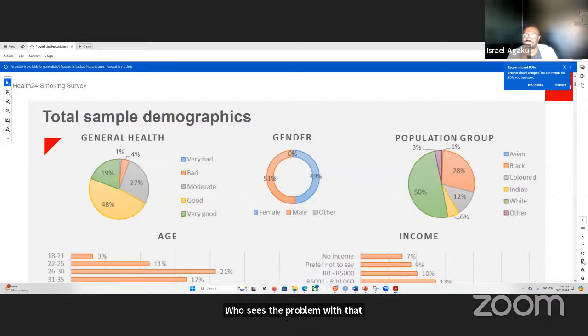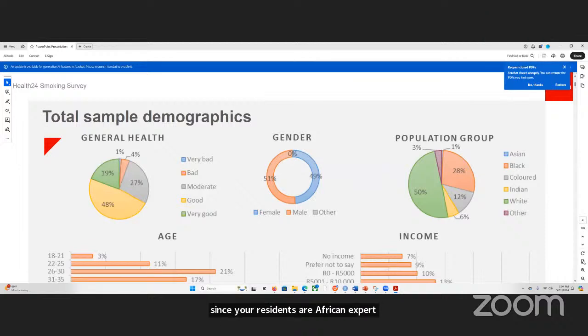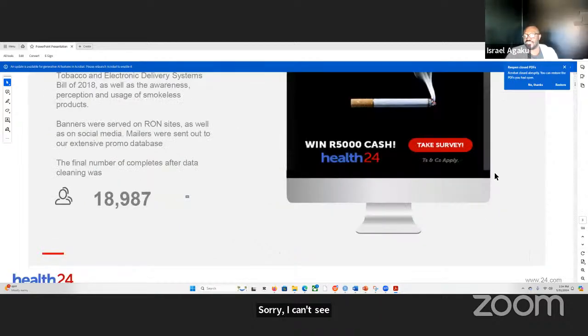Lungile, can you see a problem with that since you're a resident South African expert? Sorry, I can't see clearly. Okay. Can you see this?